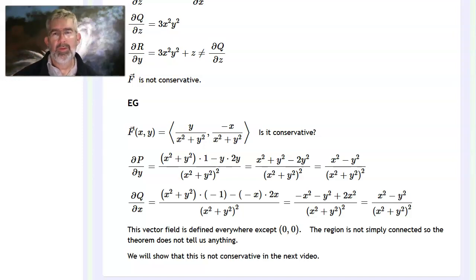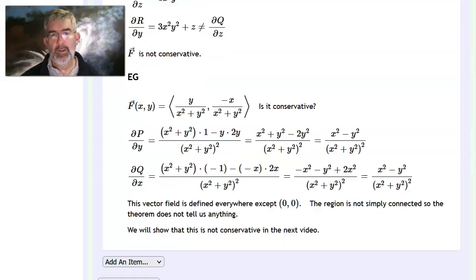So there's a question of is it conservative? It looks at first glance like it's going to be, because if you take the partial derivatives, the first one with respect to y and the second one with respect to x, you get the same thing. Both partial derivatives, using the quotient rule, give you x squared minus y squared on the top divided by x squared plus y squared, all squared, on the bottom, and they're equal to each other. Okay? So the mixed partials are equal, but this is not conservative. Right? There is no potential function.